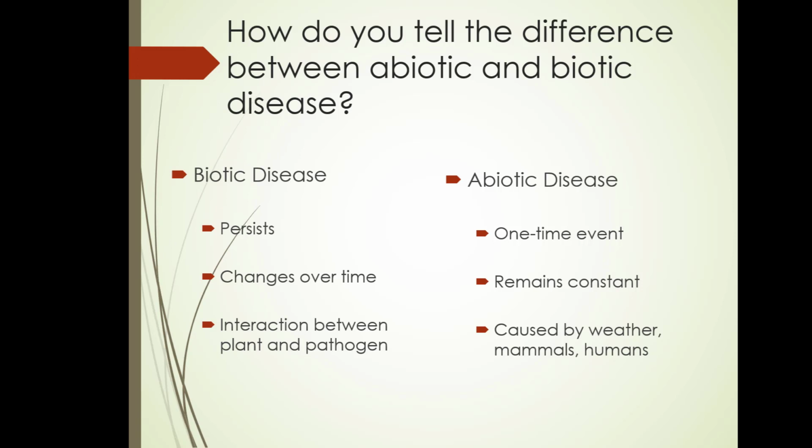So here we go. How can you tell the difference? Biotic, it's going to persist. It's not going to go away. You can't prune it out permanently anyway. It's going to change over time, and it's an interaction between the plant and the pathogen. Abiotic is going to be a one-time event. It's not really going to change, and it's caused by weather, mammals, humans, etc.